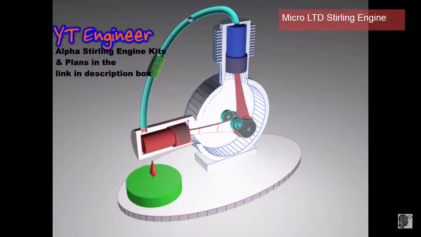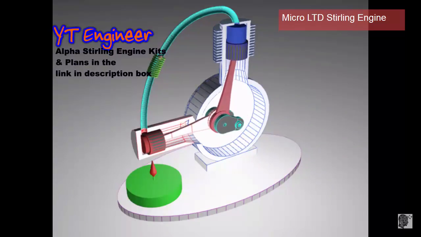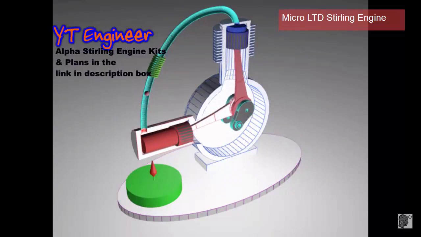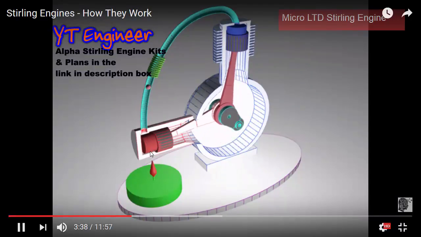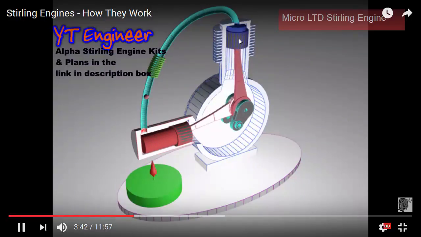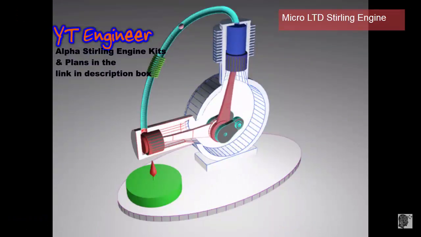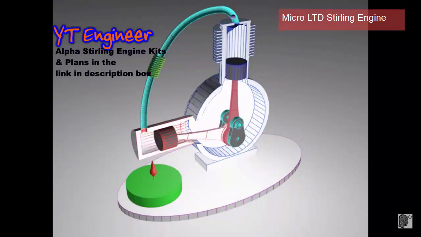So that's the so-called alpha style. In some ways, it's the easiest to understand, if you will, because this side's sort of always hot, and this side is always cold. The other thing I just mentioned is that instead of an internal combustion engine, all the working fluid stays inside.